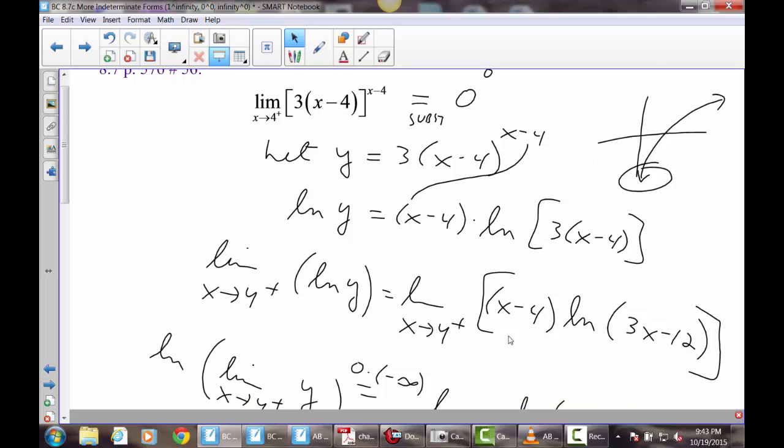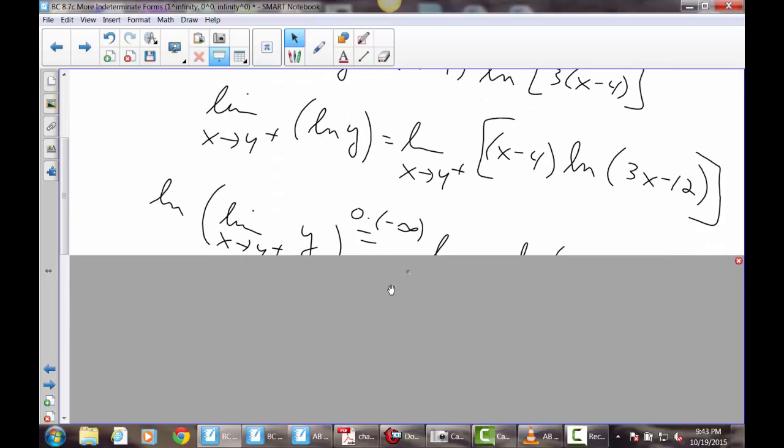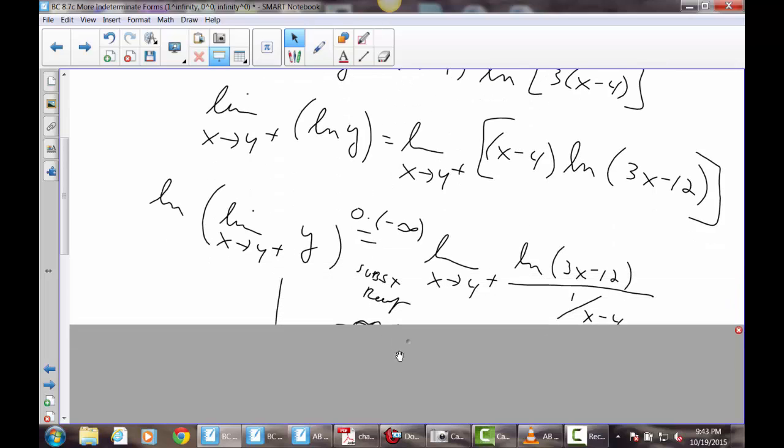It's the limit as x approaches 4. 3 times 4 is 12, 12 minus 12 is 0. And that's why it said 4 from the right, by the way. The reason is that as x approaches 4 from the right, this approaches 0 from the right. And if you take the graph of y equals ln and approach 0 from the right, you're approaching negative infinity. So I do get a 0 times negative infinity.